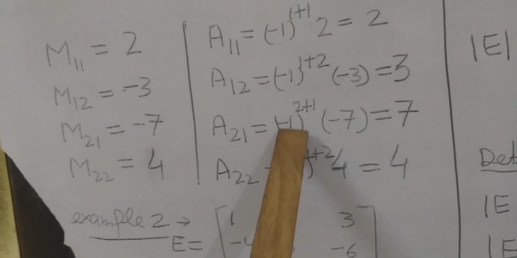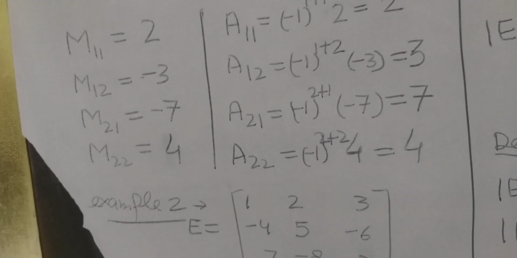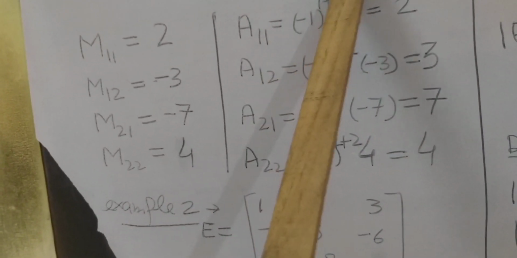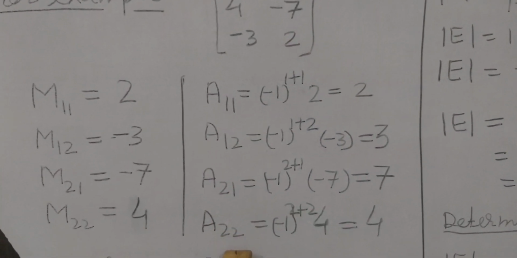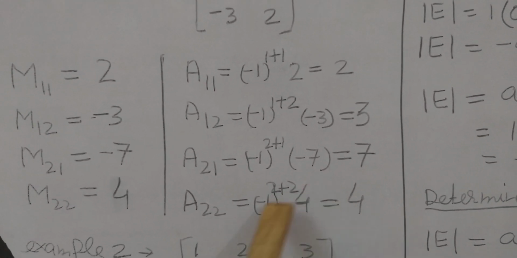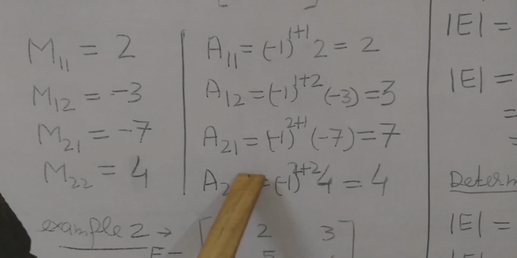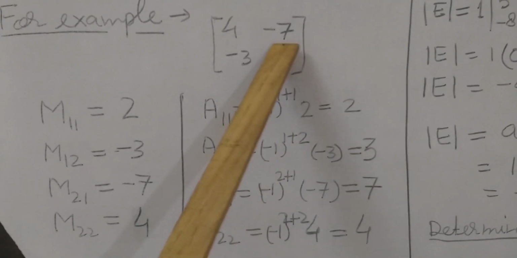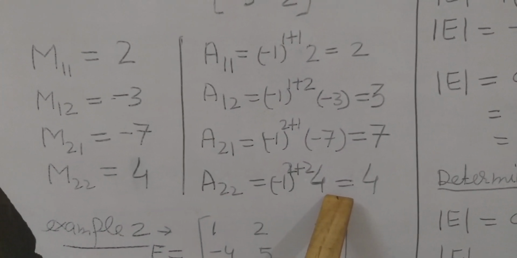So minus 1 to the power 3. Minus 1 into minus 7 plus 7. Now students, the last element, its cofactor A22. So minus 1 to the power 2 plus 2. I value 2, J value 2. And its minor is 4. 4 will be written here.